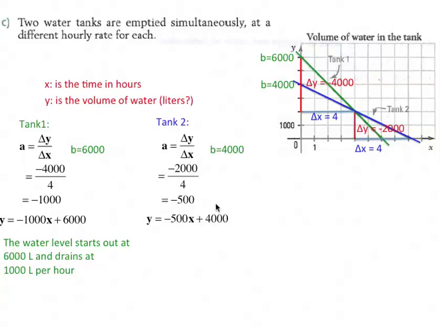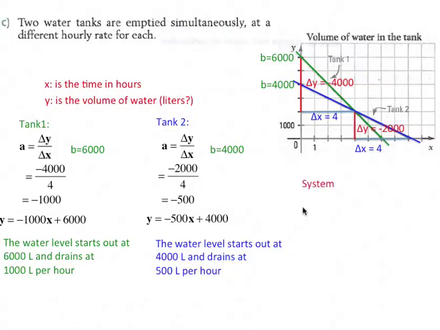So that means our water level starts off at 4,000 liters, and it's draining by 500 liters every hour. So the water level starts out at 4,000 liters and drains at 500 liters per hour. And the system of equations is going to be y is equal to negative 1,000x plus 6,000, and y is equal to negative 500x plus 4,000 for tank number 2.